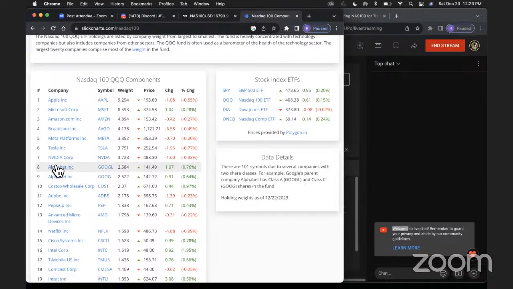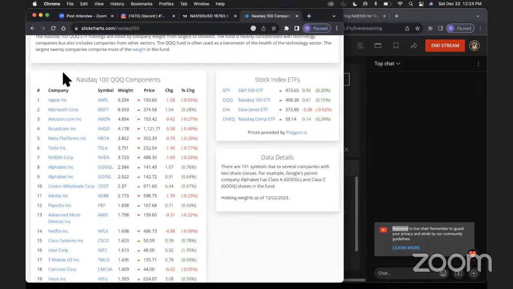Alphabet, which is Google, has two separate listings on the NAS100 because they had some anti-monopoly laws that dropped, and so they had to split their corporation into two different shares, and they also had some splits. And then we have Costco, beating Adobe, Pepsi, Netflix, and the rest of the groups. Netflix used to be in the top 10. This used to be called the FANG stocks, which is Facebook, Amazon, Google, Tesla, Netflix, and yeah, those were the names.